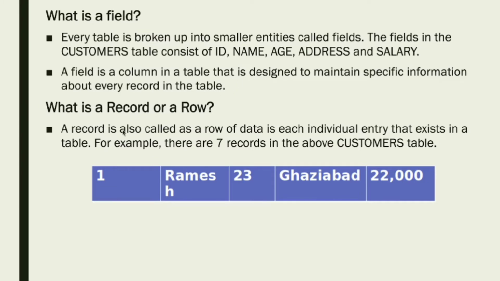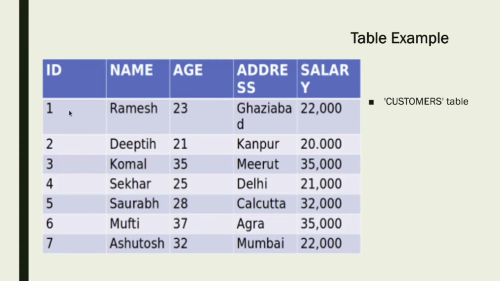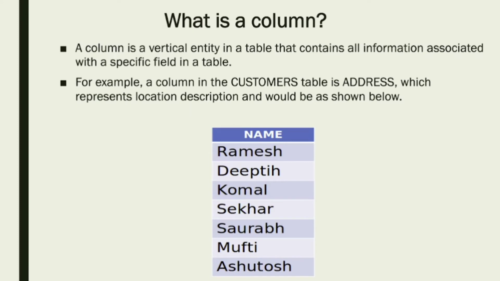So what is a record? A record, also called a row of data, is each individual entry that exists in a table. For example, there are 7 records in the above customer table. Okay, let's see. 1, Ramesh, 23, Gaziba, 22,000. So this is one record. And 4, Shekhar, 25, Delhi, 21,000. So this is another record. Got it? So let's see what a column is.